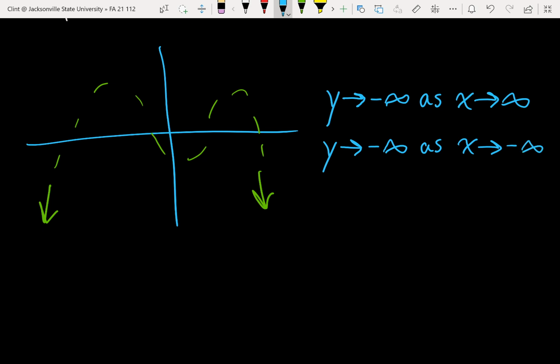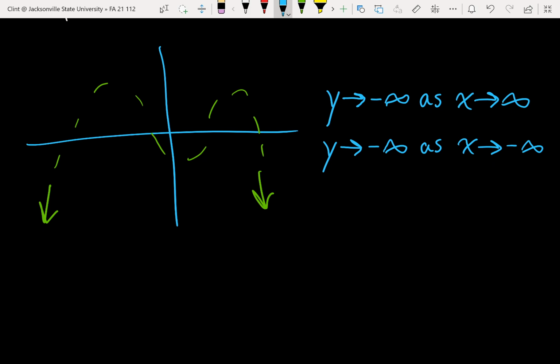Hang on, no, that's right. Negative infinity means down, yeah. It's hard to get used to what that's saying. So looking at the graph, our y values go down when our x values go to the right and when our x values go to the left. So on the left side and on the right side, our y values are going down. That's what it's saying.